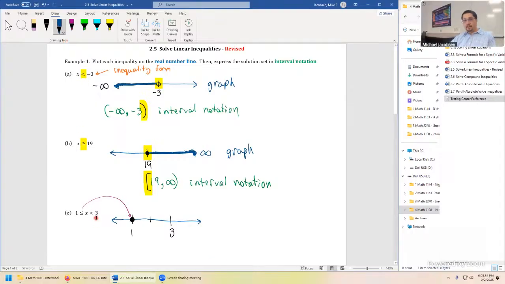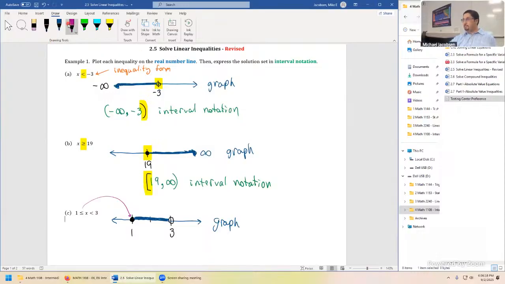Then we start shading up to 3. But right at 3, we have to put in an open circle to match up the strictly less than inequality. So there'd be an open circle there. That's kind of a big one. Shade in between in this way. And this would be our graph this time.